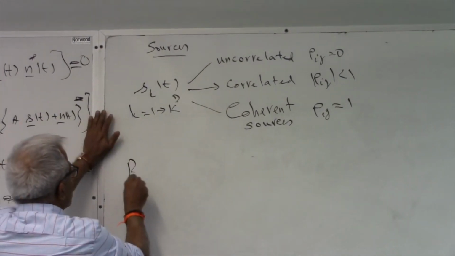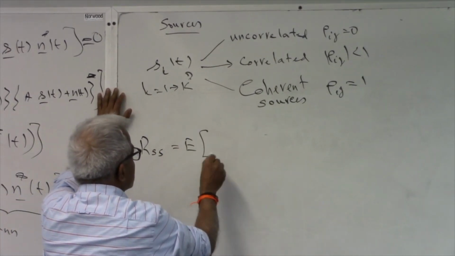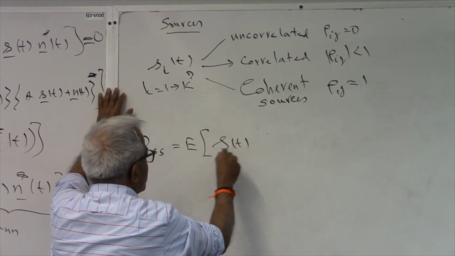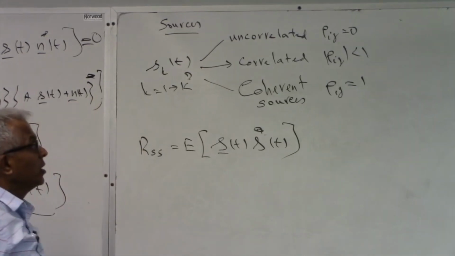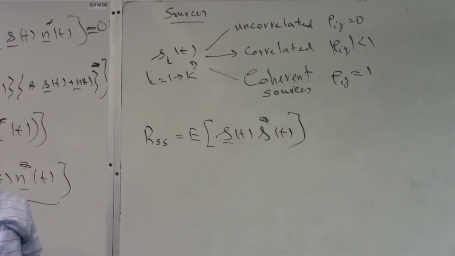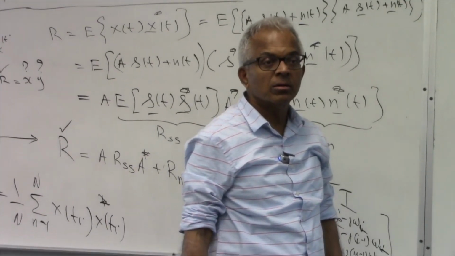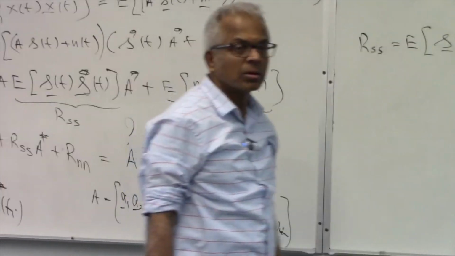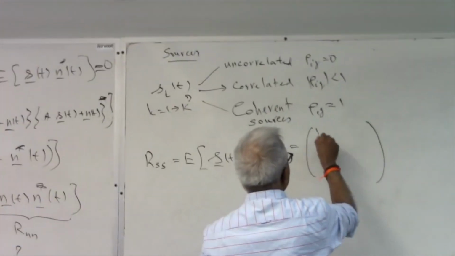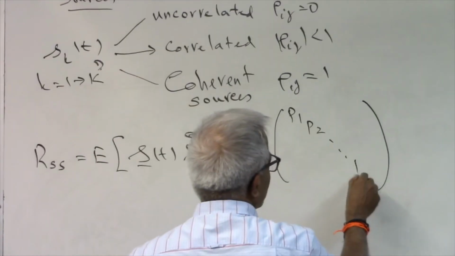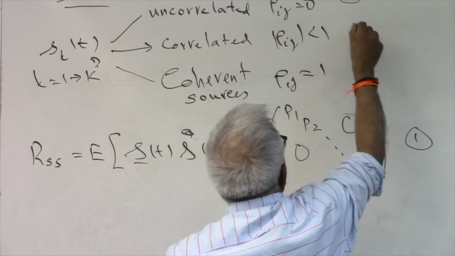So let's look at R_SS. What is the structure corresponding to all this? This is S of t, S star of t, as we had before. If it is uncorrelated, what will be the structure of R_SS? Anyone? What about the diagonal entries? Equal or unequal? Yes, it can be equal, but we'll assume this to be so.